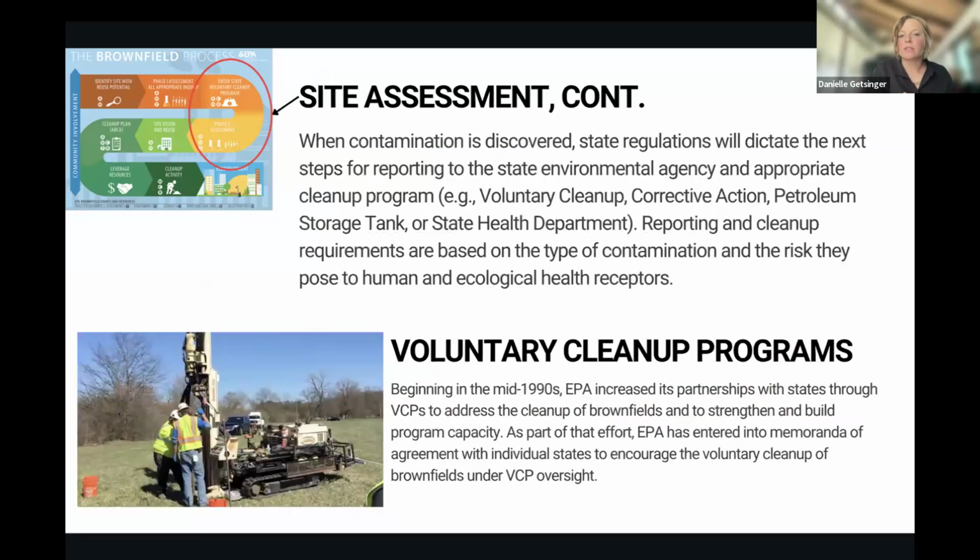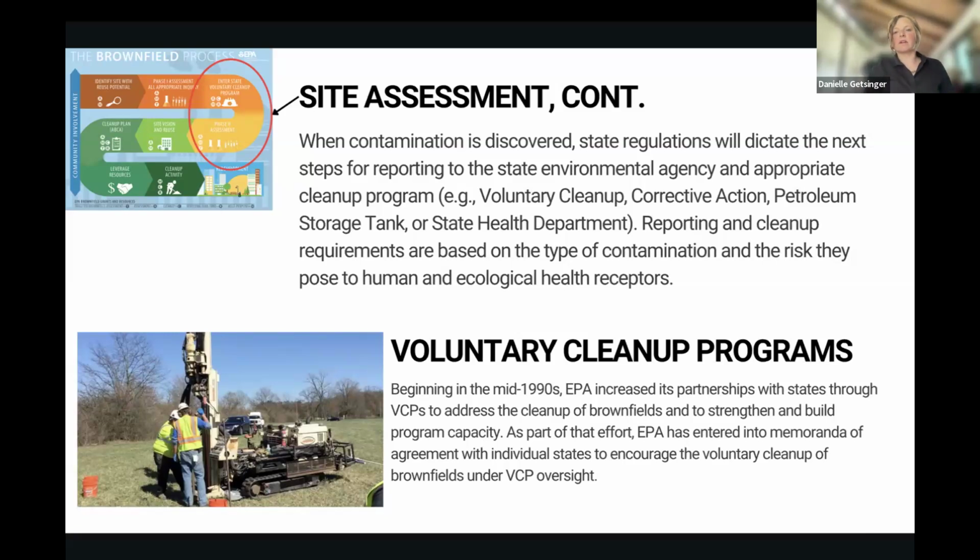And once you find contamination, say that Phase 2 came back and there was contamination, it is going to really come down to a state level of whether or not and how you report that to the state, and then what process you go through to document it and to comply with the regulations. There are various types of regulations that you may need to comply with, and that's really where you're going to get an environmental consultant involved to navigate those complexities.